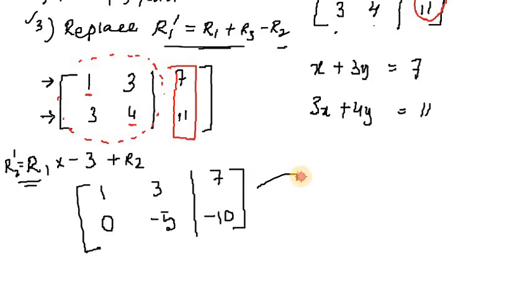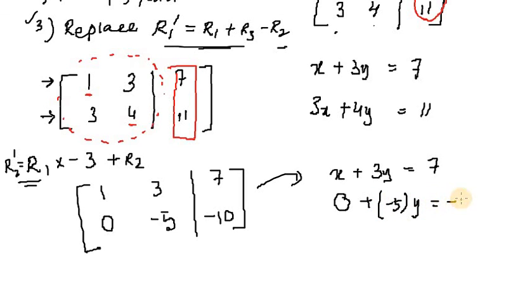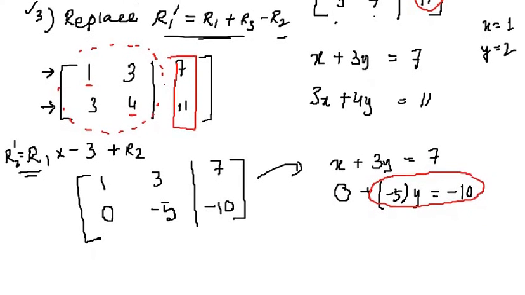Now let us see what happened to the equations. After this operation, the first equation remains intact, x plus 3y equal to 7. In the second equation, there is no x, and -5y is equal to -10, right? Remember, I told you already the solutions are x equal to 1 and y equal to 2, and you see that we have already moved very close to that. So we are on the right track. This is what you have to do.